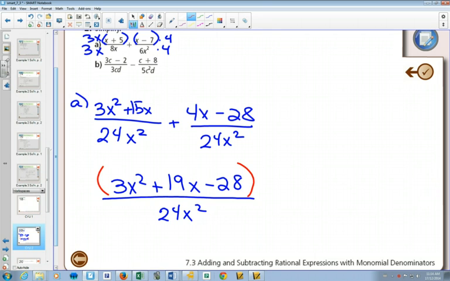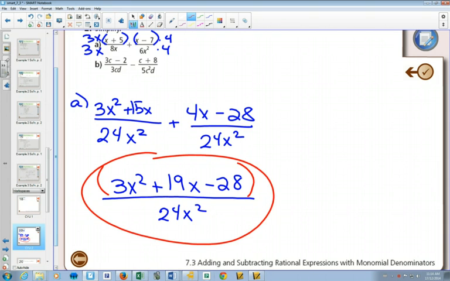So we look at the top. Is there a common factor? No. If I could factor this, I would get two binomials. And that won't help me simplify anything anyways. So I'm going to leave it. I'm going to be done. This is the final answer. Part B.